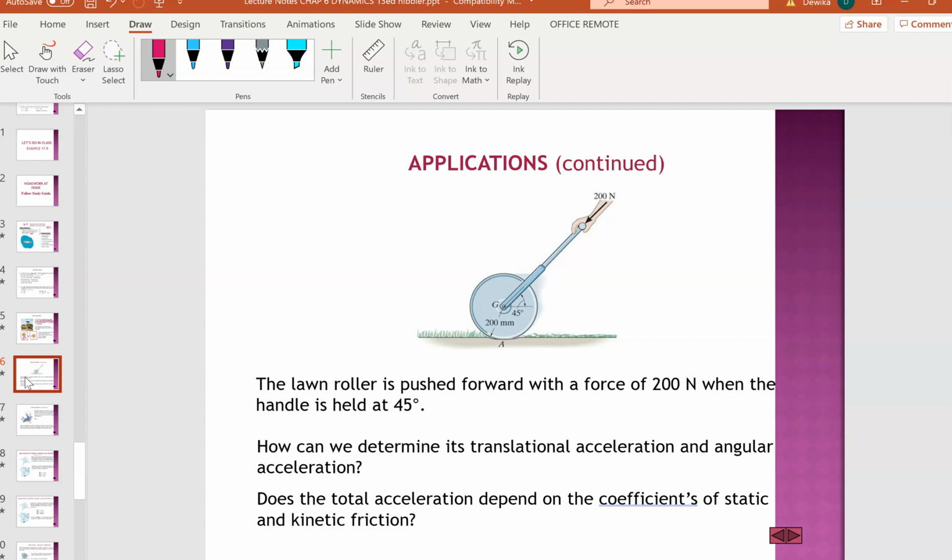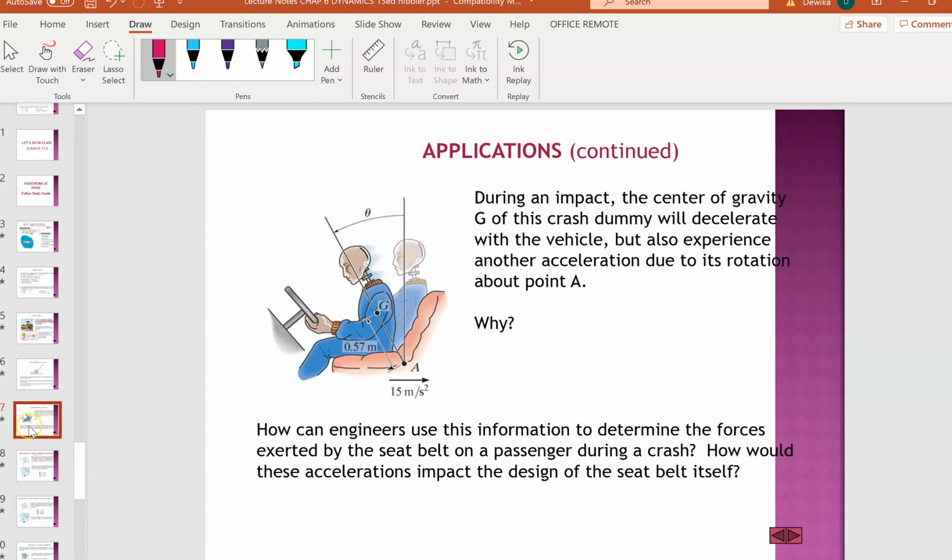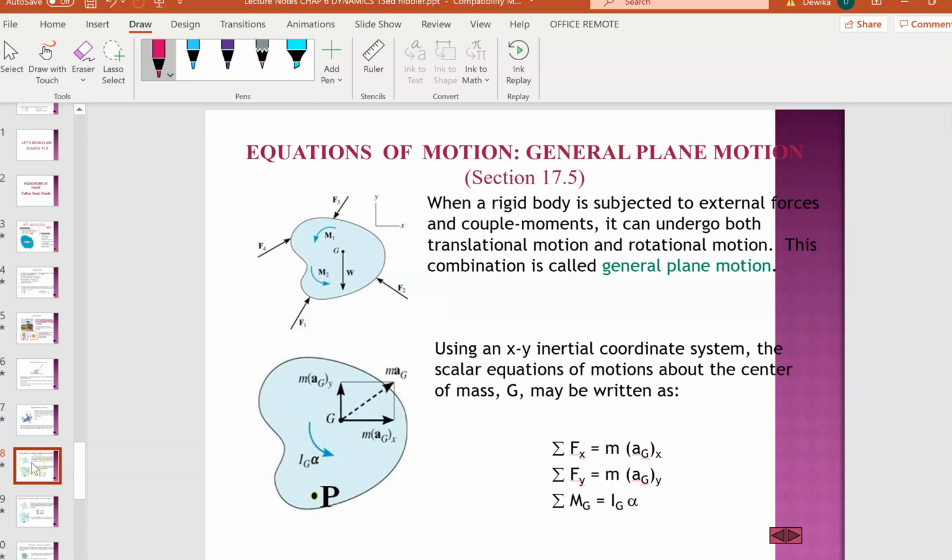There are many examples, anything that is rotating and also moving in a straight line or moving in a curvilinear line. There are lots of applications, even impact during a vehicle crash. If you don't wear your seat belt, then you're going to have a big problem. That's the reason why you need to wear your seat belt and also have some airbags in your car. So let's look at this.